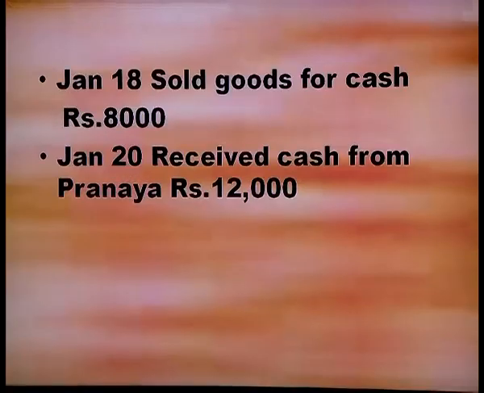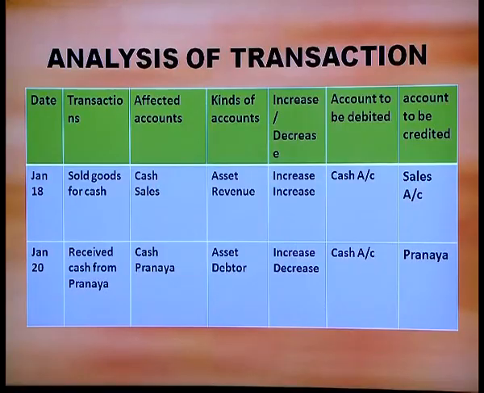On January 18th, here is another transaction, sold goods for cash. And on January 20, received cash from Pranaya, rupees 12,000. Sold goods for cash. Affected accounts are cash account and sales account. Cash being an asset is increasing. So cash account is debited. Rule for asset account, debit when there is an increase in the asset account. Sales can be included as a revenue account. Rule for revenue account, when revenue increases, it is credited. So cash account is debited and sales account is credited.